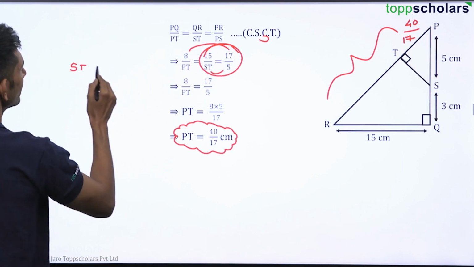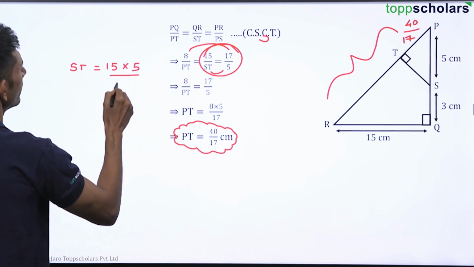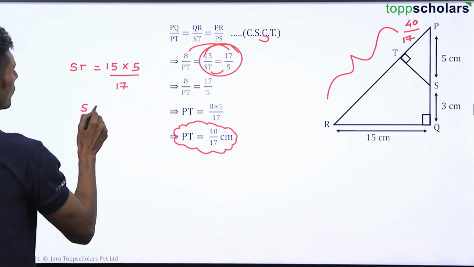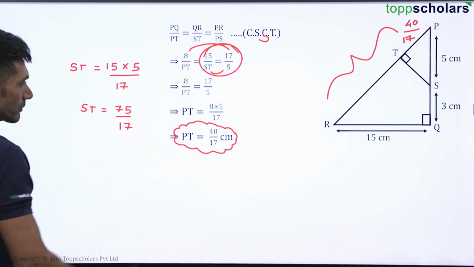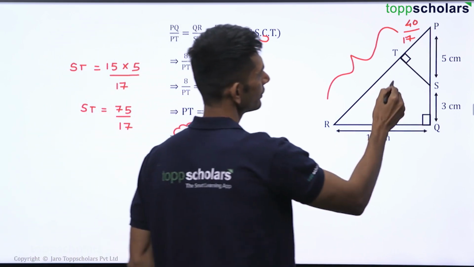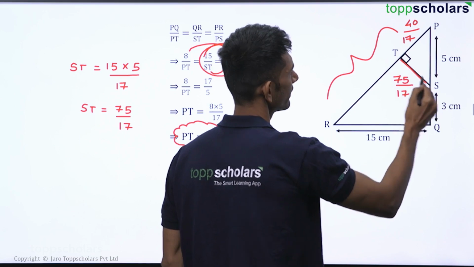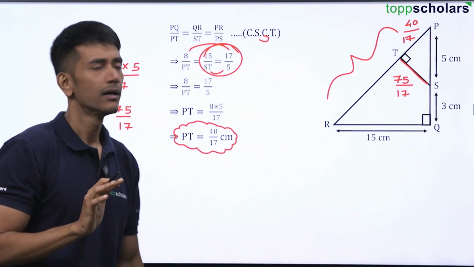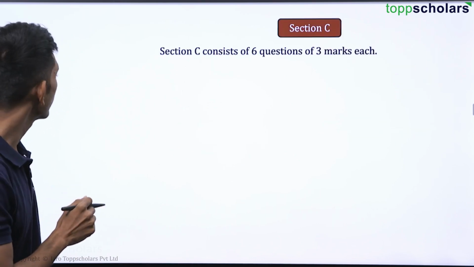From here ST will be equal to 15 into 5 divided by 17. So ST will be equal to 75 by 17. Correct? So this part is 75 by 17. I hope this question is clear to you. So this was the first question of 3 marks that we have solved.